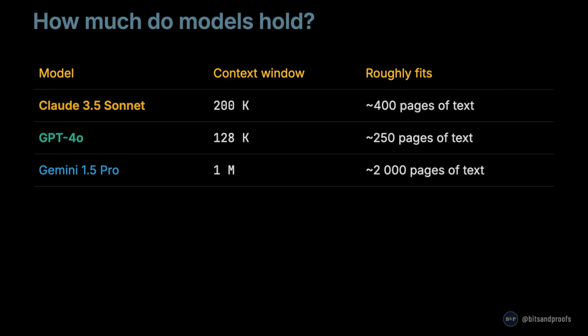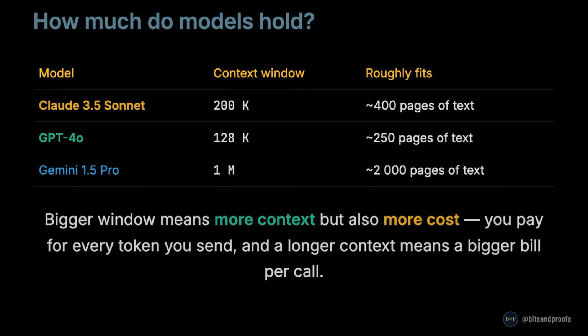Different models offer very different context windows. Claude 3.5 Sonnet holds 200,000 tokens, which is roughly 400 pages of text. GPT-4o holds 128,000, around 250 pages. And Gemini 1.5 Pro holds 1 million tokens, enough for 2,000 pages. But a bigger window does not mean a free lunch. You pay for every token you send, so a longer context means a larger bill per call. The window tells you what fits. Your job is to decide what actually needs to be there.